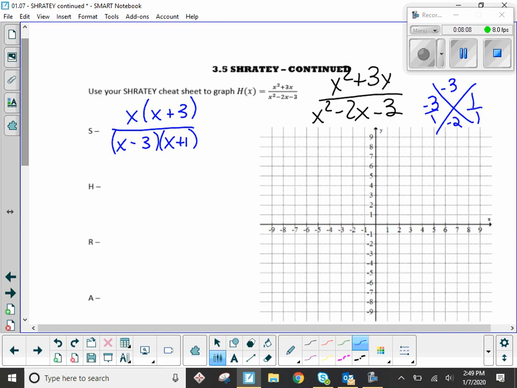And holes are created by any factors that do what on your H section? Cancel. Did I cancel anything here? Nope. So I'm not going to have any holes. So that's an NA. It's a big fat no right there.